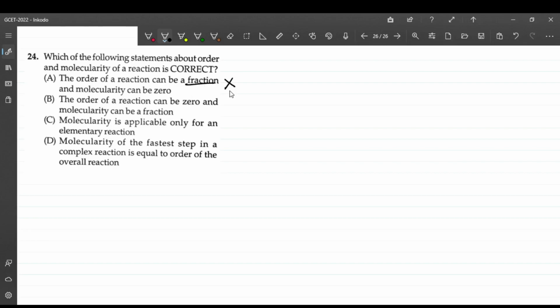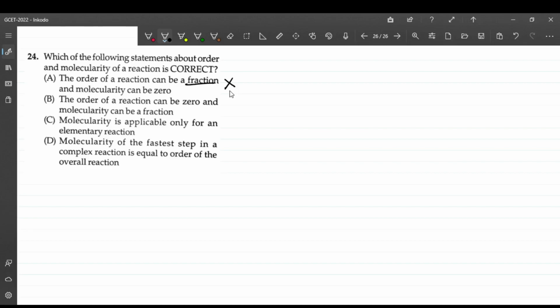The next statement: the order of the reaction can be 0 and molecularity can be a fraction. Yes, the order of a reaction can be 0. We have zero order reactions. But molecularity can be a fraction? A fractional molecularity would mean 0.5 or 1.5, 0.7, 1.2. Molecularity is about how many molecules are colliding, one full molecule colliding with another full molecule.